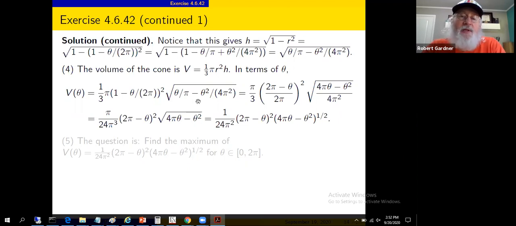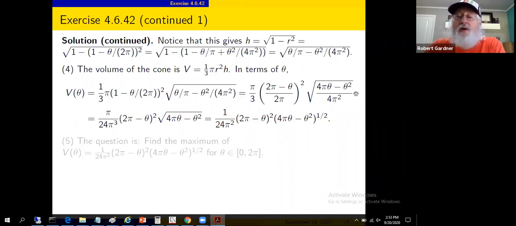Here, let's get a common denominator of 4 pi squared. So we'll multiply this by 4 pi over 4 pi, giving a common denominator of 4 pi squared. First term will be 4 pi theta, second term minus theta squared.